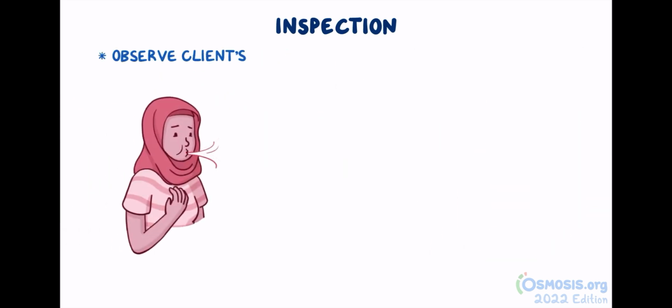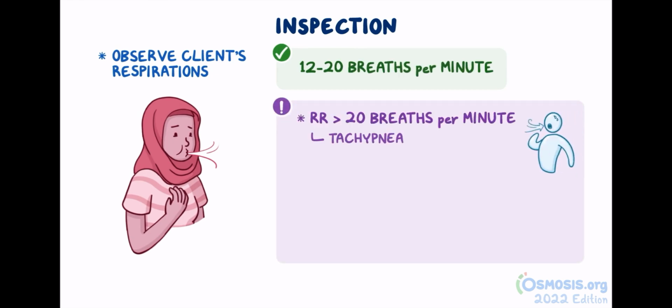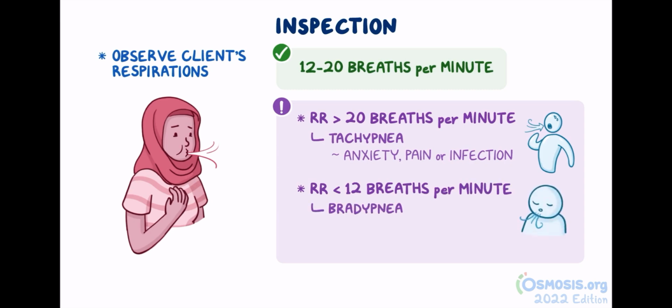Also, observe your client's respirations, which should be between 12 to 20 breaths per minute. A respiratory rate over 20 breaths per minute is considered tachypnea, and may occur due to anxiety, pain, or infection, whereas a respiratory rate of less than 12 breaths per minute is considered bradypnea, and may occur because of an electrolyte imbalance or the effects of opioid medications.